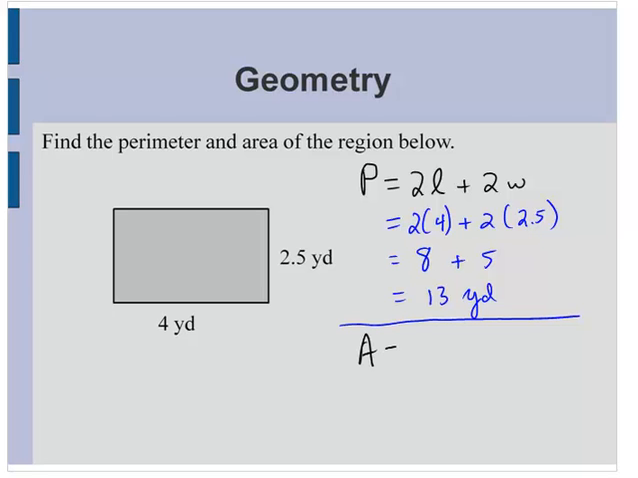The area of a rectangle is known to be its length times its width. You simply multiply the dimensions. So the area would be 4 times 2.5, or 10, and the units on area are square units, and so we would have square yards. So 10 square yards.